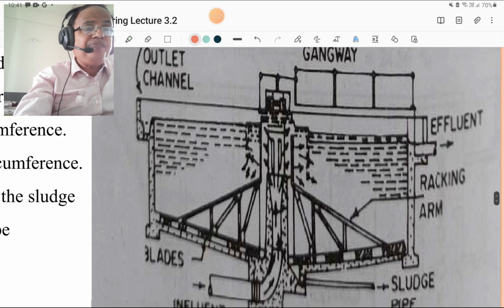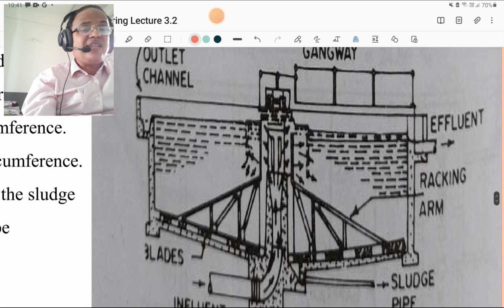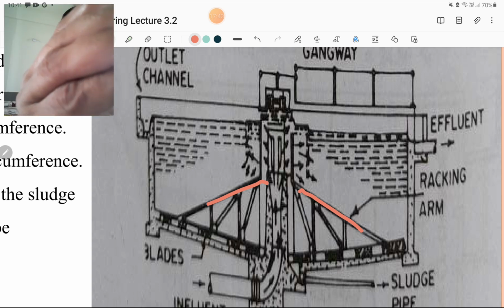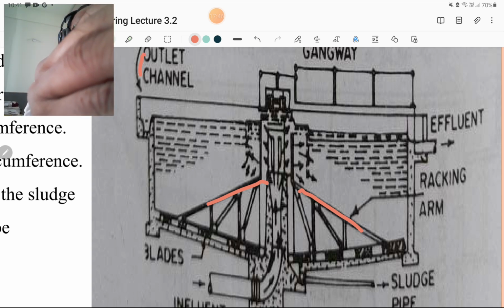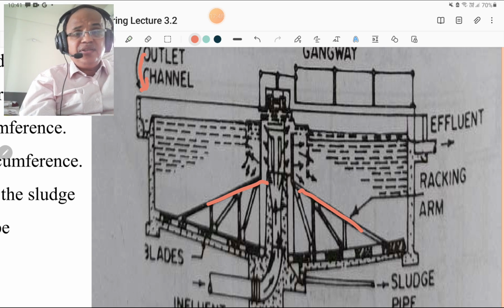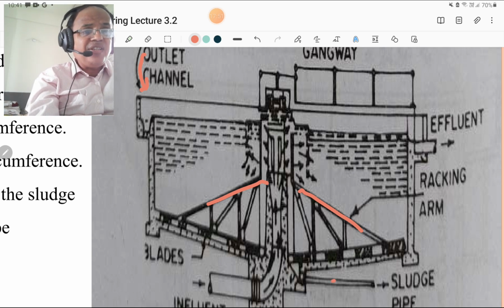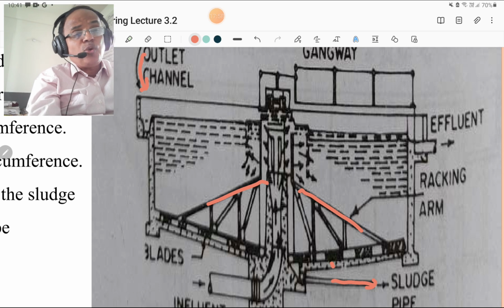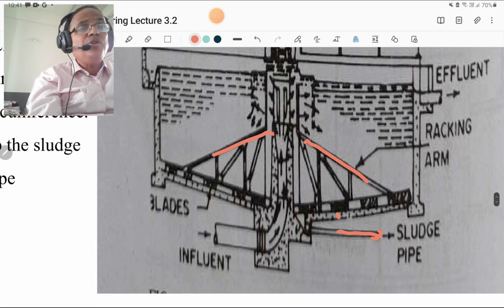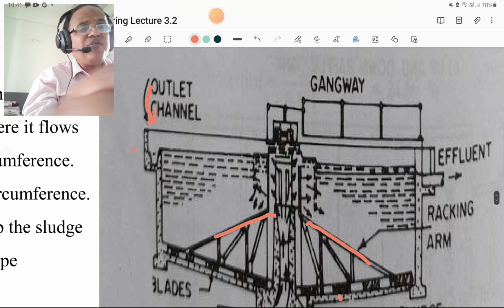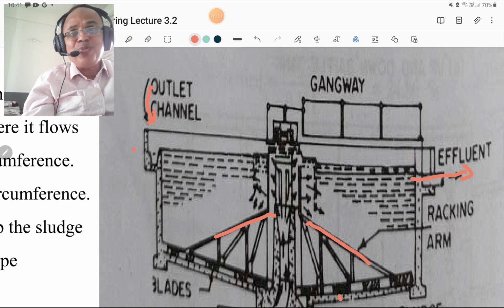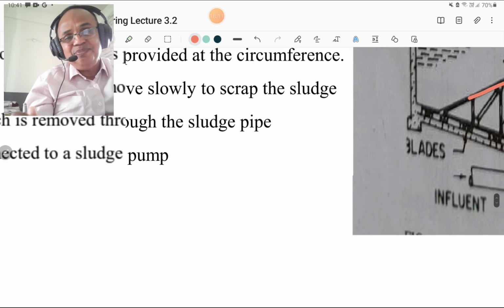Please look at this figure. These are the raking arms. This is the outlet channel, and these are the blades, and there is a sludge pipe. The sludge which is collected at the bottom is removed with the help of a pump through the sludge pipe. So you must know that this is the influent and this is the effluent. Influent means incoming, effluent means outgoing. Okay.